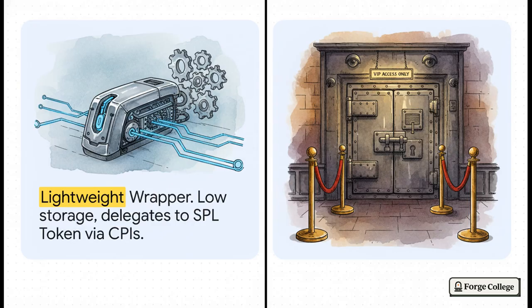But then, on the right side, we have the managed state pattern. Now this is your heavily guarded VIP club. It uses way more storage because it centralizes all that complex validation logic directly inside your program. So if you're building, say, an enterprise regulatory token that needs strict on-chain KYC checks, complex transfer restrictions, or an instant pause button, you are absolutely going to need this managed state.